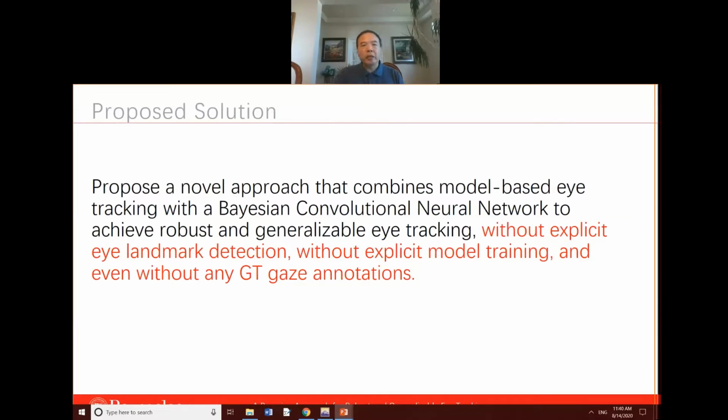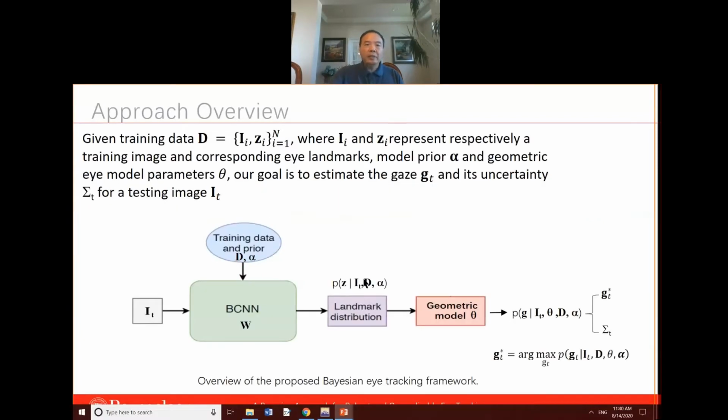Specifically, we propose a novel approach that combines model-based eye tracking with a Bayesian convolutional neural network to achieve robust and generalizable eye tracking without explicit eye landmark detection, without explicit model fitting, and even without any ground truth gaze annotation. And this is an overview of our approach.